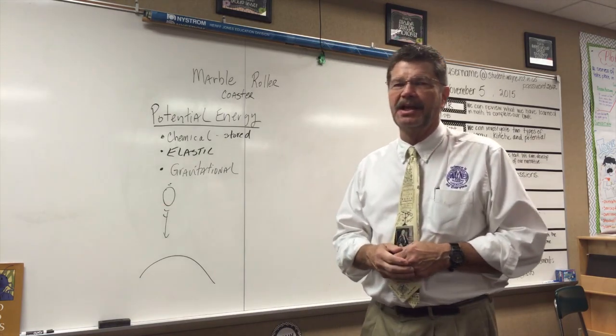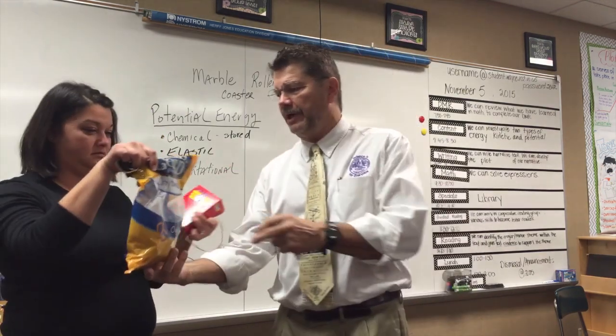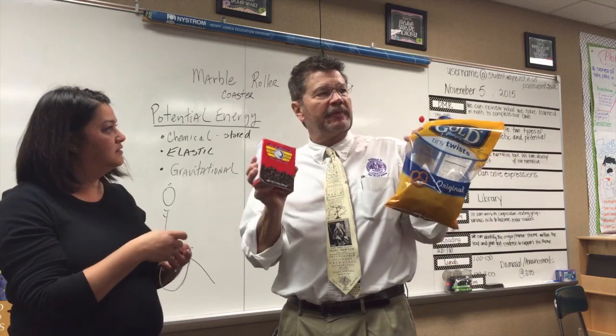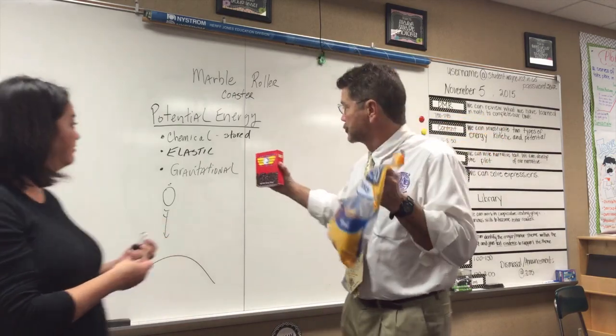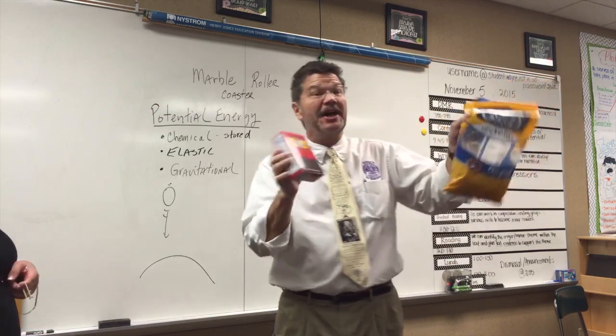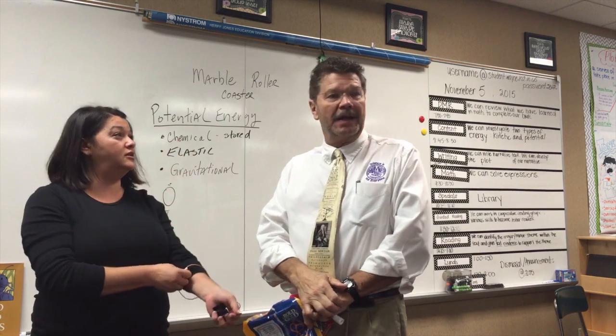We have been talking about potential energy. So we have food, like raisins and pretzels. What kind of potential energy would this be up here, boys and girls? Chemical. There's food in here that came from the sun. Very good. And then we also have some examples of elastic energy.